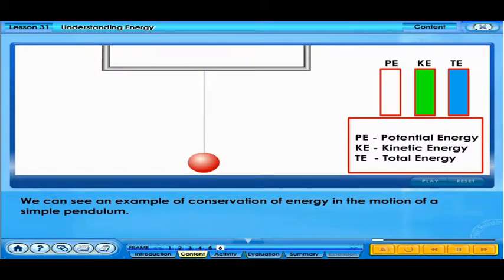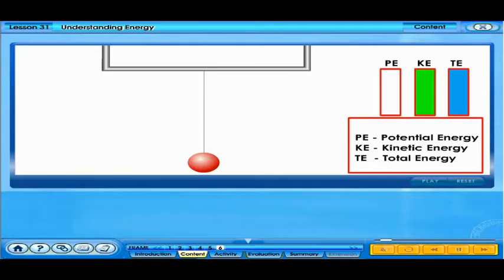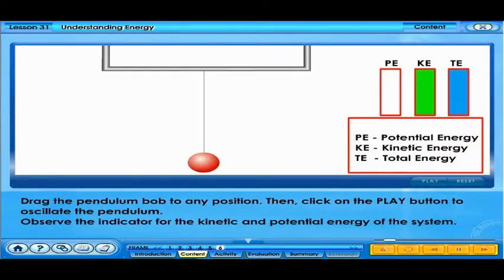We can see an example of conservation of energy in the motion of a simple pendulum. Drag the pendulum bob to any position. Then, click on the play button to oscillate the pendulum. Observe the indicator for the kinetic and potential energy of the system.